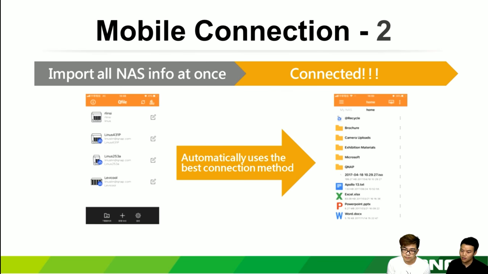After you input this information, the next thing you're gonna do is just click on it. The whole mechanism is that M2 automatically uses the best connection that is feasible at the moment you connect, whether it's LAN, WAN, DNS, or Cloud Link, we cover that as well. And then you're connected. So this is how we connect.